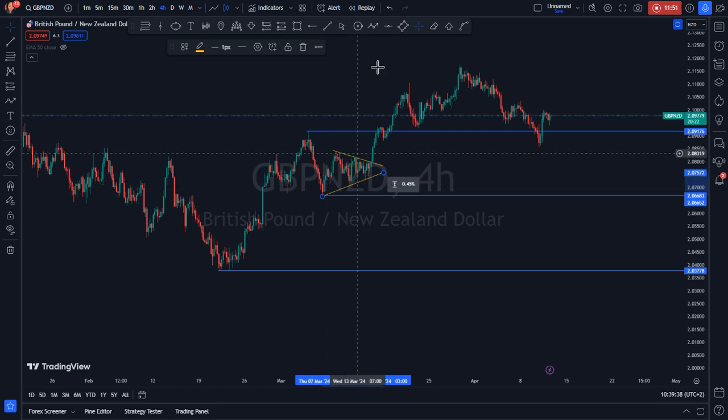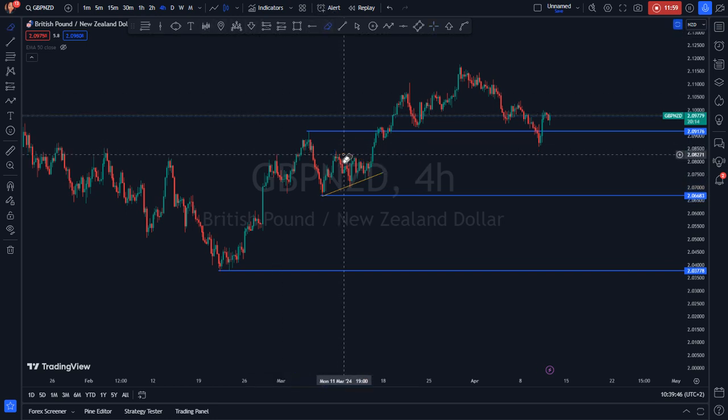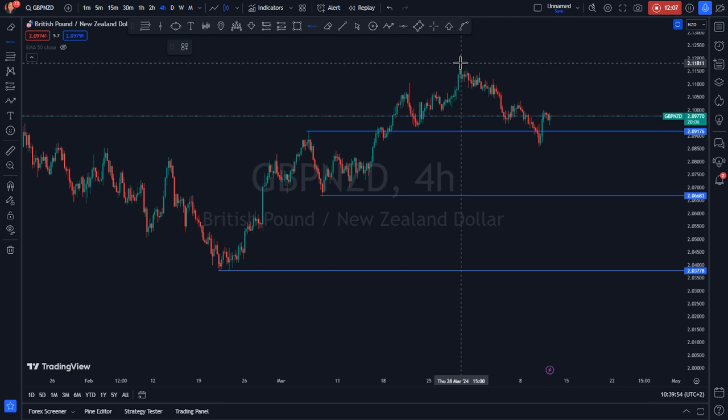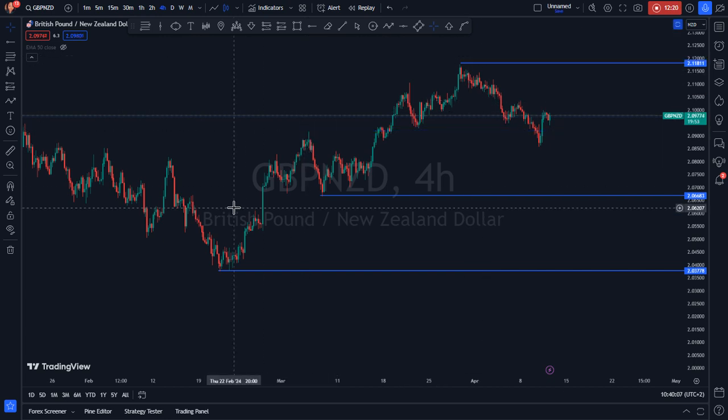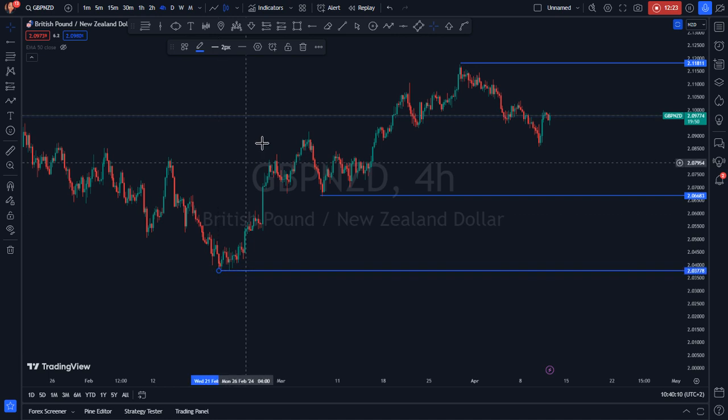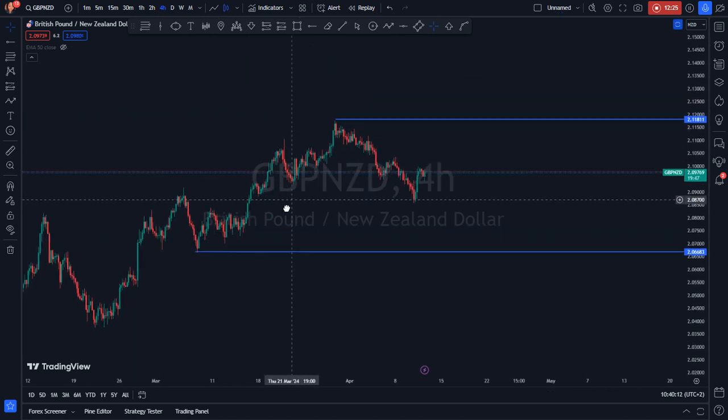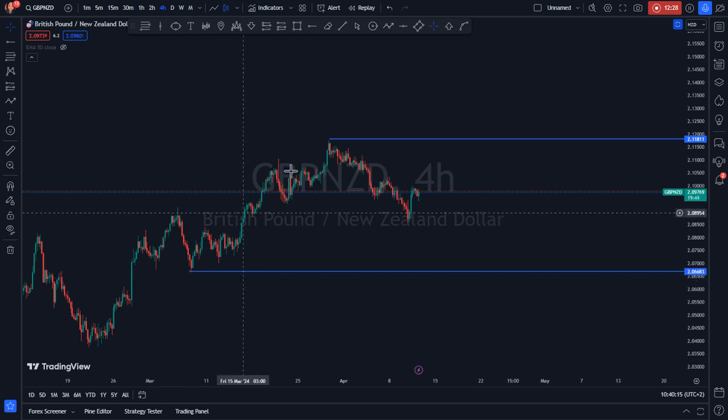From that point right there, where is that eraser? Right here. As you can see, from this lowest point the market came and created this high right here. So we have this impulsive move, and then what is happening currently? The market is giving us this correction right here, which means the market is in the correction of this impulsive phase.